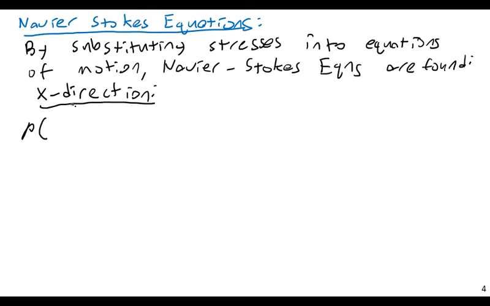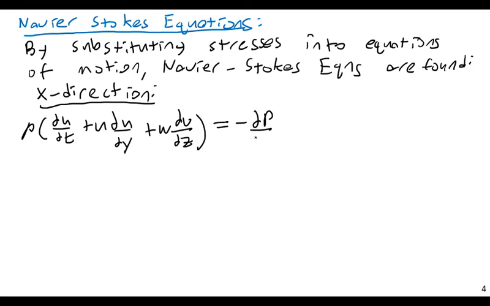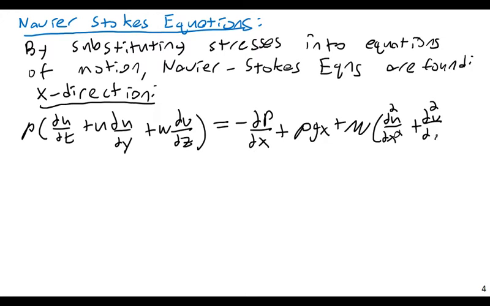You'll have rho times the partial of u with respect to t plus u times the partial of u with respect to y, plus w times the partial of v with respect to z, is equal to negative partial of p with respect to x plus rho g_x plus mu times the second partial of u with respect to x plus the second partial of v with respect to y plus the second partial of w with respect to z.